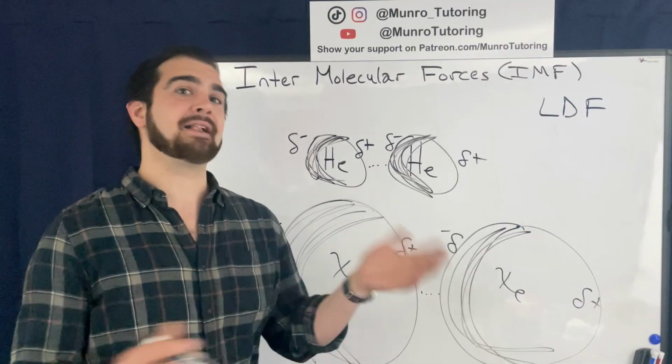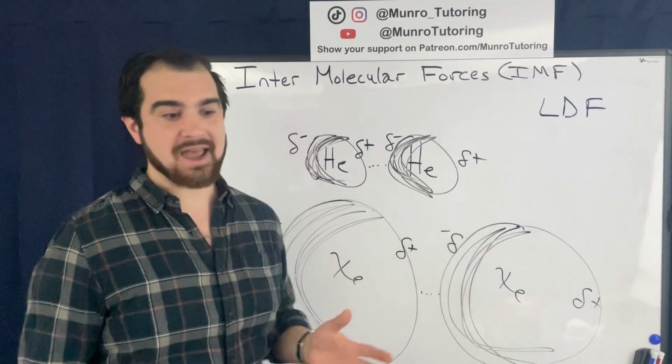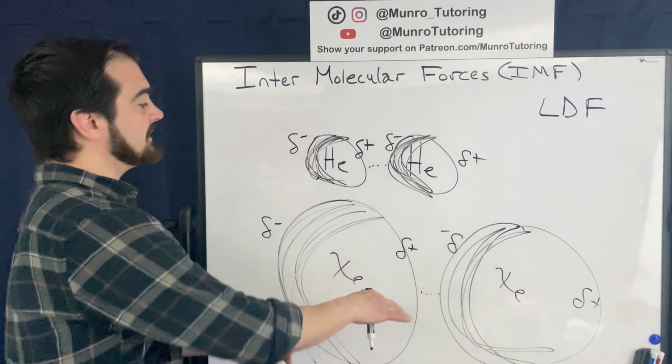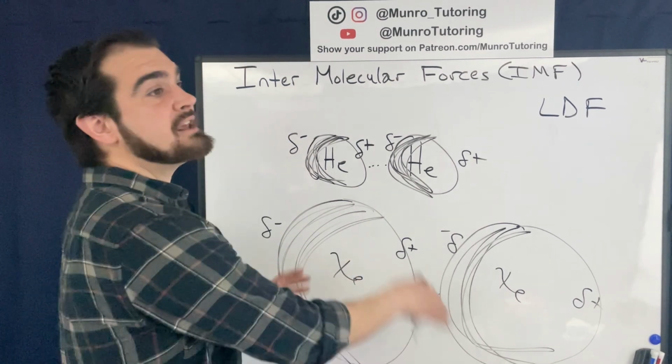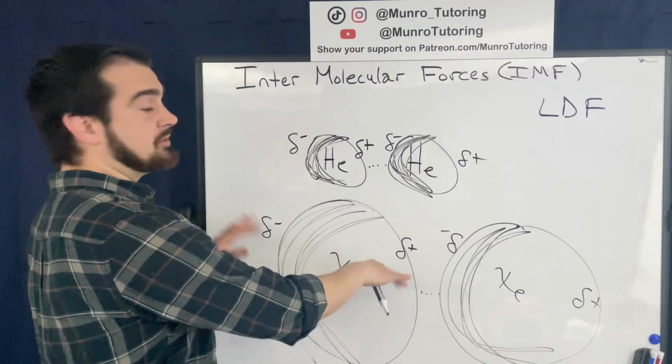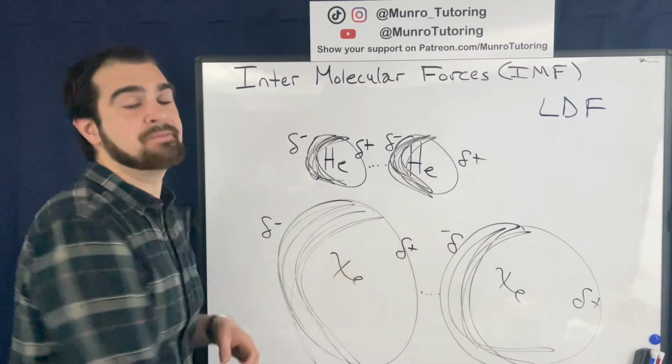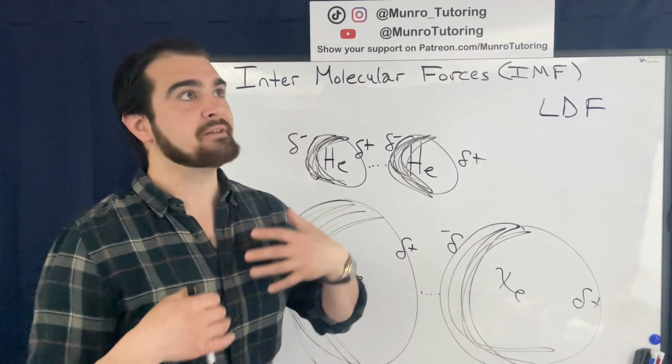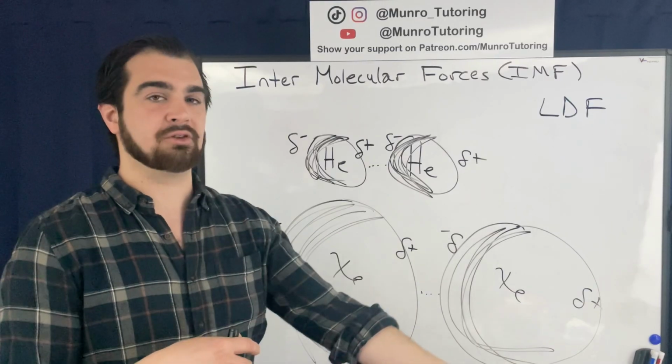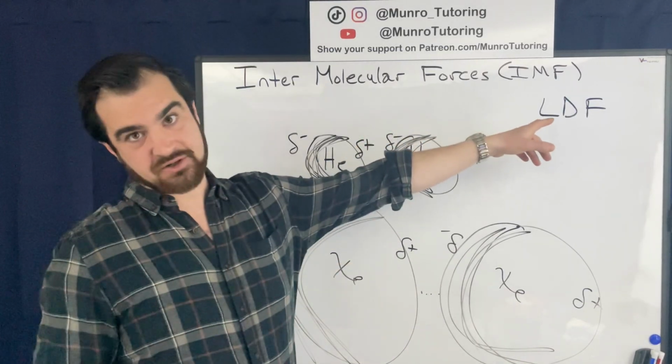So you just pick a molecule, its electrons can instantaneously be distributed unequally and cause a little partial instantaneous charge separation, and have this minor force of attraction to the next molecule over. So everything does London dispersion forces.